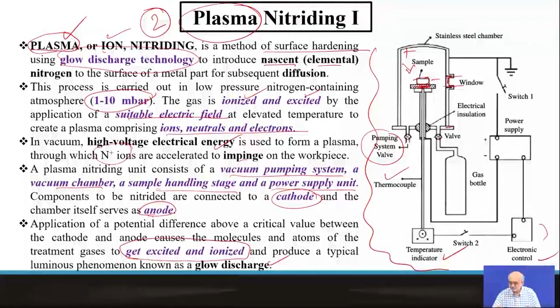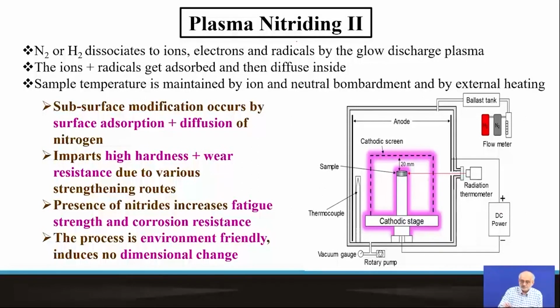We have a pumping system, valves, electrical insulation, power supply, and of course a switch for continuous or pulsing kinds of applications. So the process is typically very well described by the so-called glow discharge mechanism. The glow, the typical violet glow, comes from the plasma that is created, the nitrogen plasma that is created.